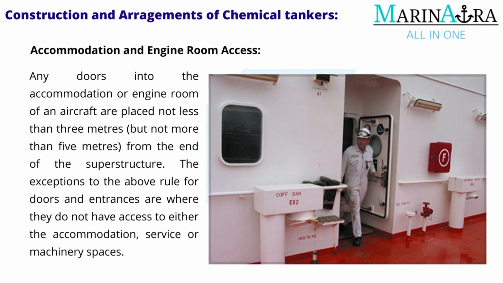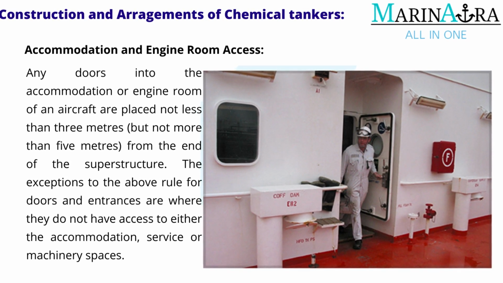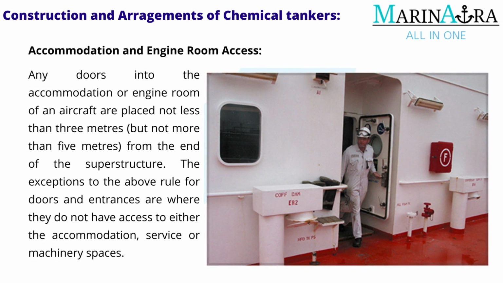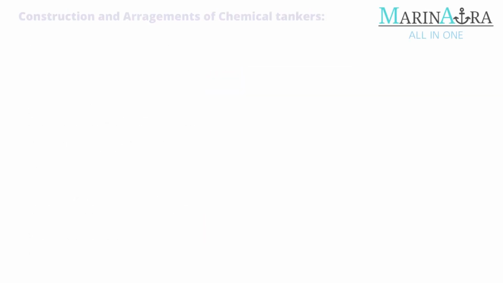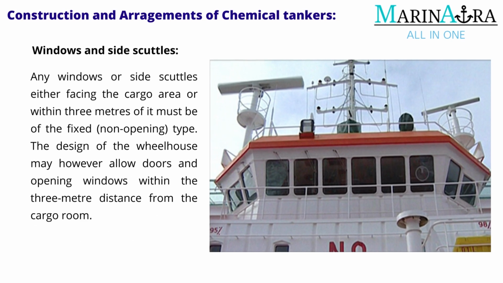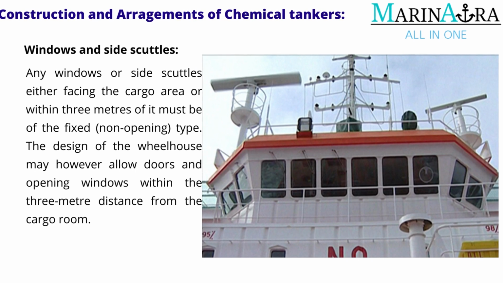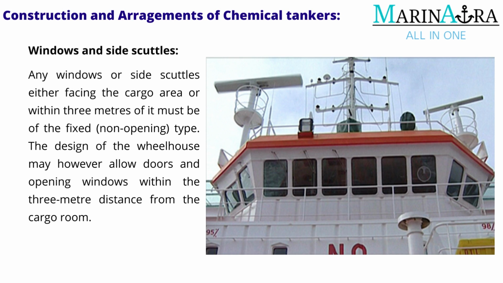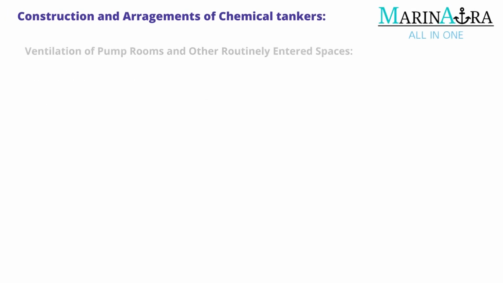Accommodation and engine room access. Any doors into the accommodation or engine room are placed not less than 3 meters, but not more than 5 meters, from the end of the superstructure. The exceptions to the above rule for doors and entrances are where they do not have access to either the accommodation, service, or machinery spaces. Windows and side scuttles. Any windows or side scuttles either facing the cargo area or within 3 meters of it must be of the fixed, non-opening type. The design of the wheelhouse may however allow doors and opening windows within the 3-meter distance from the cargo area.